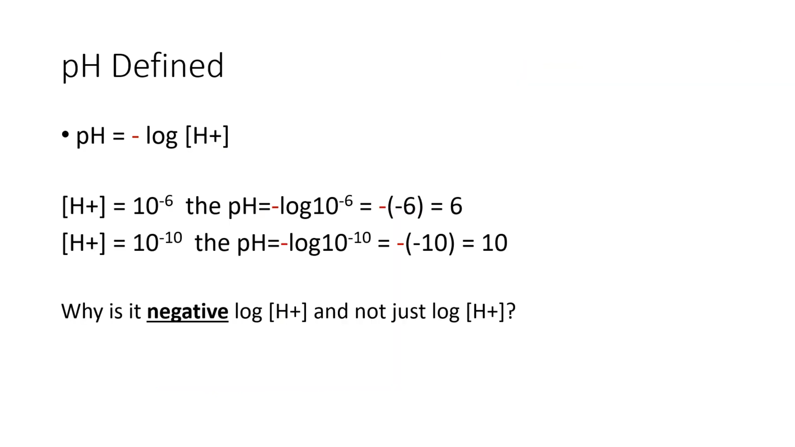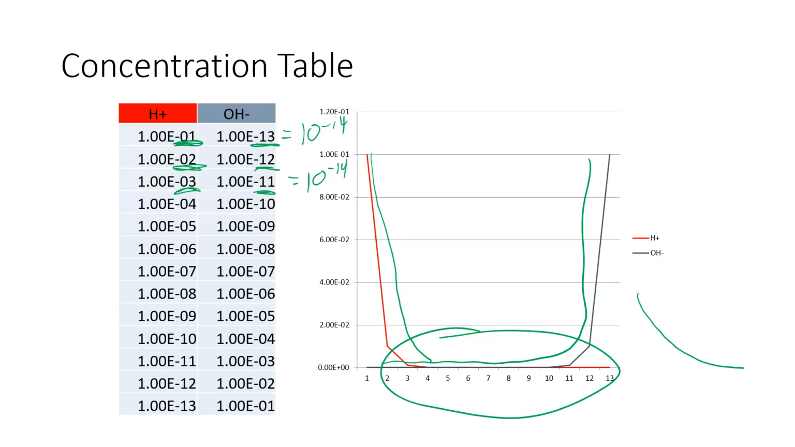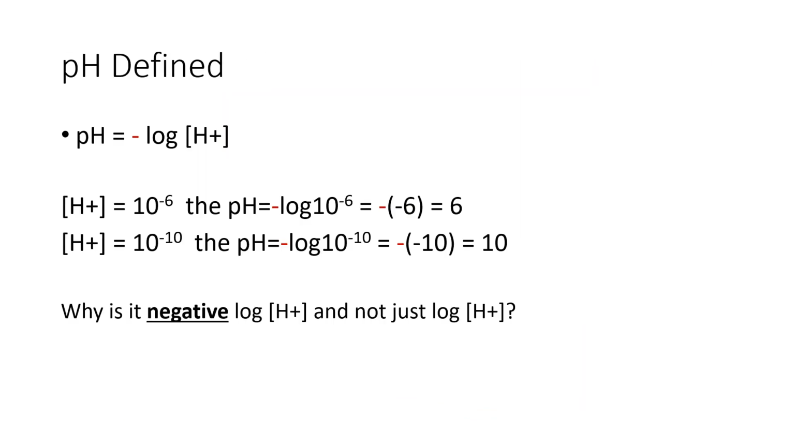All right. So people don't like negative numbers. So pH, if you look here, all these are negative numbers. So if we just took the log of all these numbers, we would have negative numbers. And people don't like negative numbers. It makes them uncomfortable. So we define pH as the negative log of the concentration of H plus.